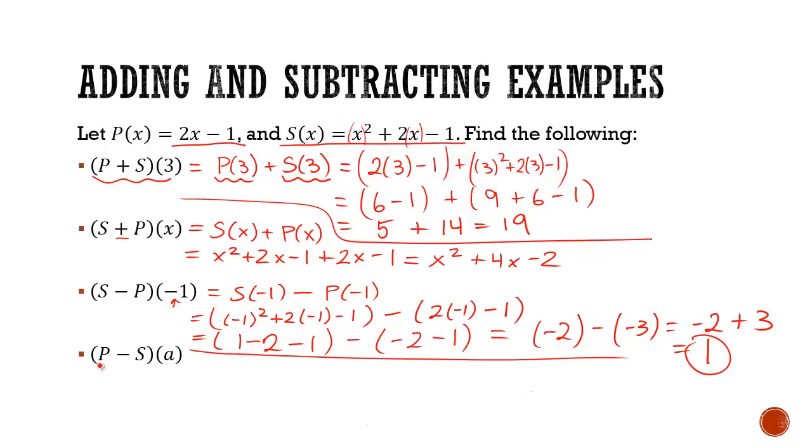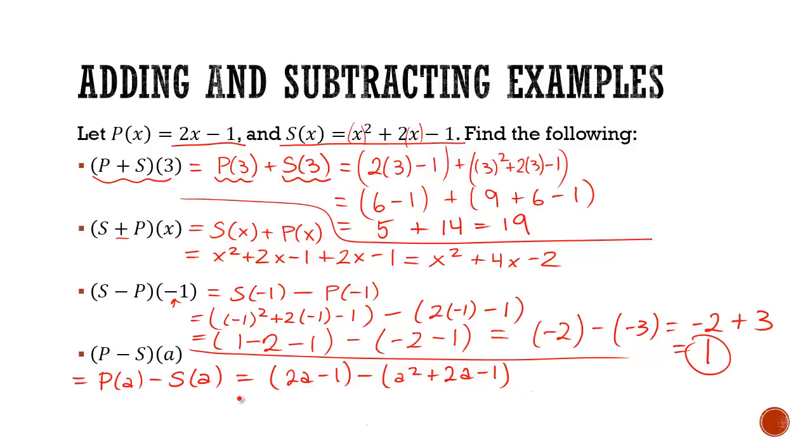Finally, we have p minus s of a, which implies p of a minus s of a. Because of the minus, again, we need those brackets. So p of a would be 2a minus 1. S of a would be, in brackets, a squared plus 2a minus 1.